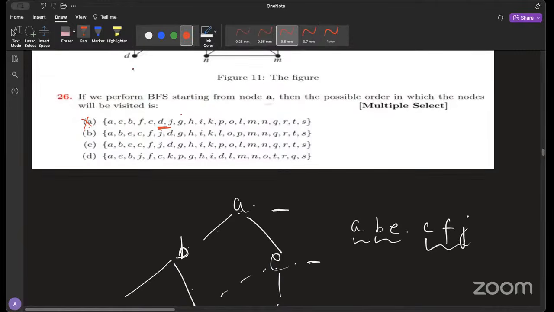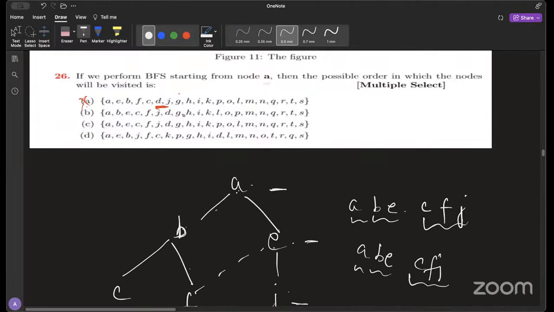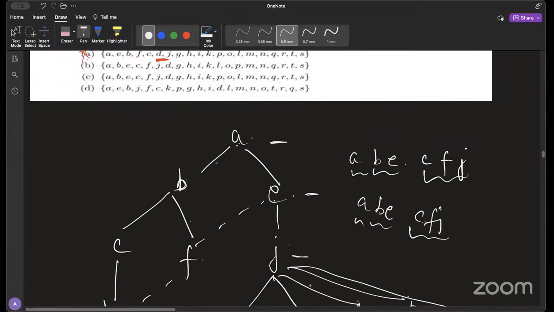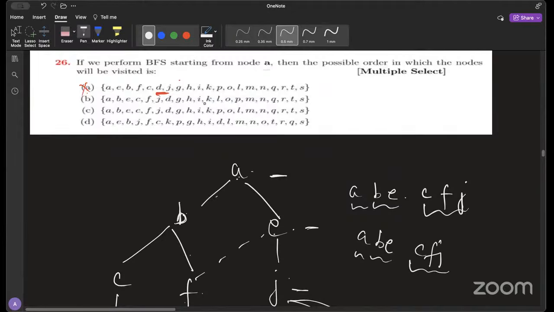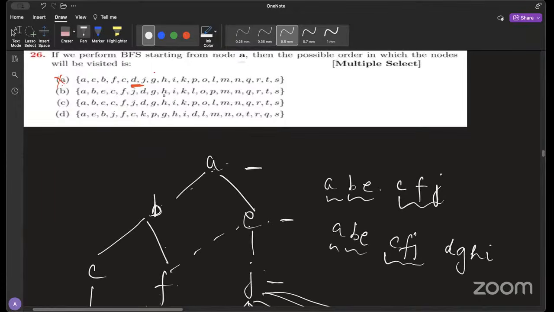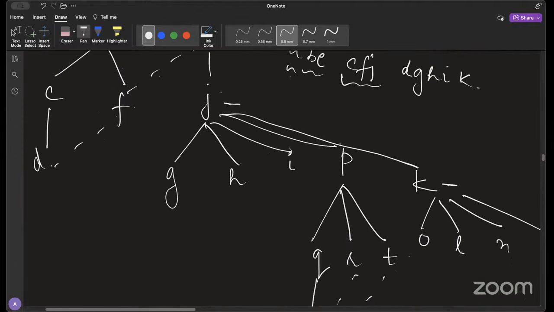We don't have to check after this point. Then let's come to option B. B says A first, then D, E on the next level, then C, F, J on the next level, then D, G, H, I, P, K. We want them on the same level. So we have D, G, H, I, K, and we have O before P, which should not happen. We should have P first here, right?